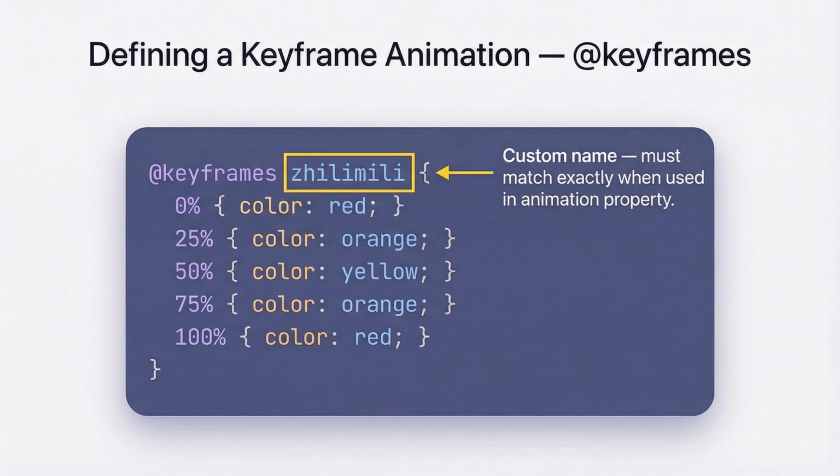The name you give to a keyframe block is extremely important. Whatever name you write here, in this case, Jilly-Milly, you must use that exact same name when you apply the animation to an element. A typo or mismatch means the animation simply won't run.